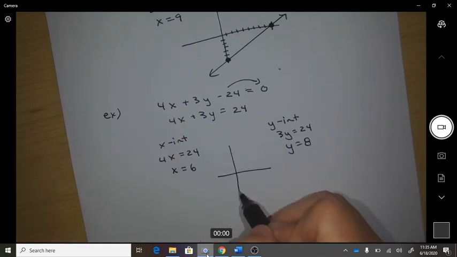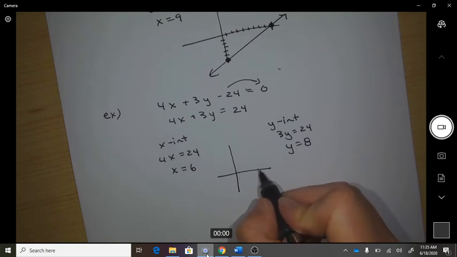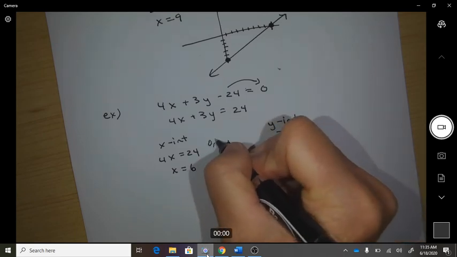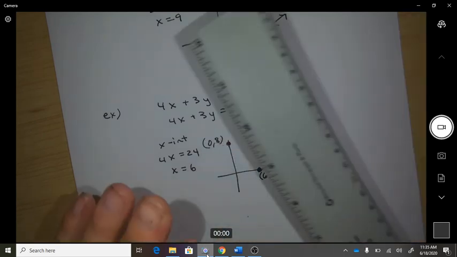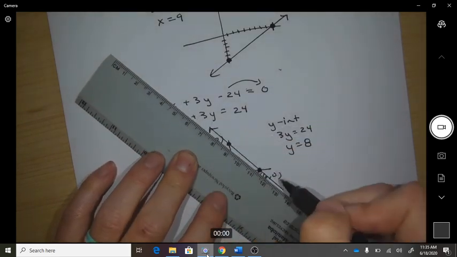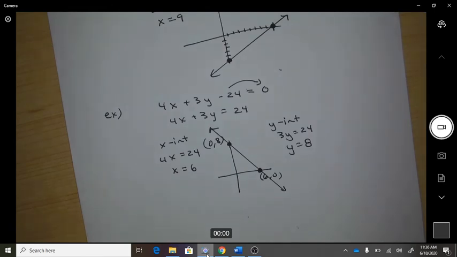So what does that graph look like? (6, 0) is one point, and (0, 8) is another point. So that is what it looks like.